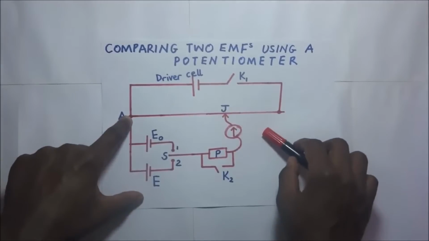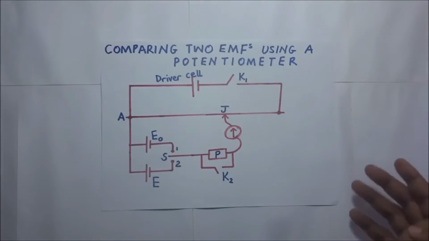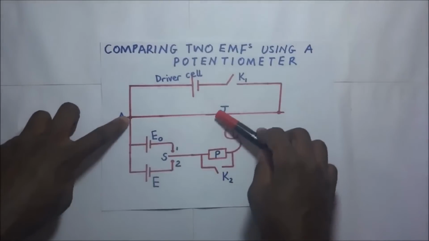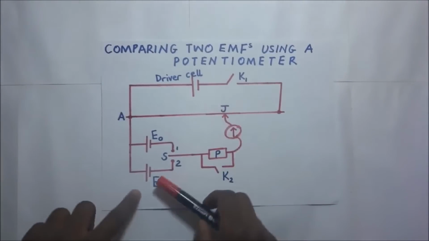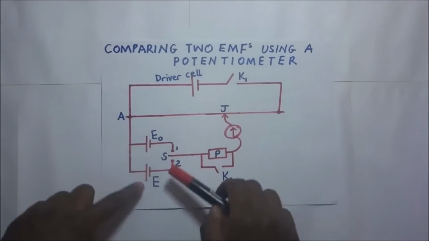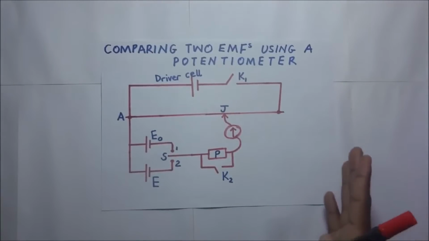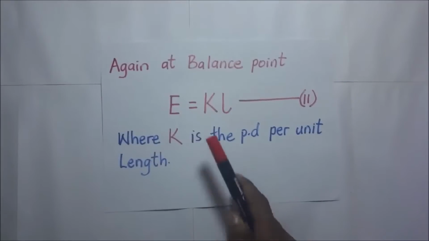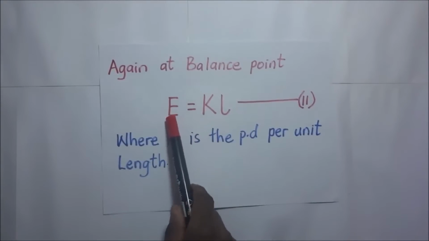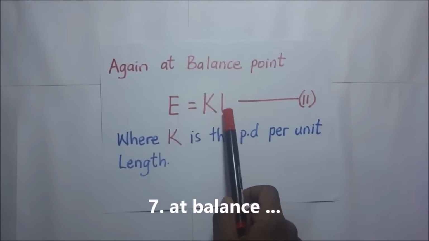Let's call it L. Then, of course, when we get our accurate balance length L, we know that the PD per unit length times that balance length is going to be equivalent to the EMF, or the potential difference across that cell. And so we will be able to write our second equation. It will be that E, which is in the secondary circuit, is equal to the PD per unit length times the balance length L, the accurate one.